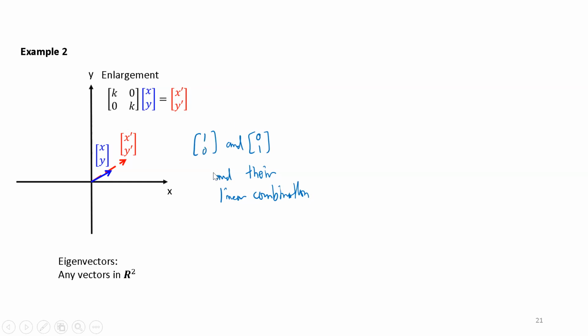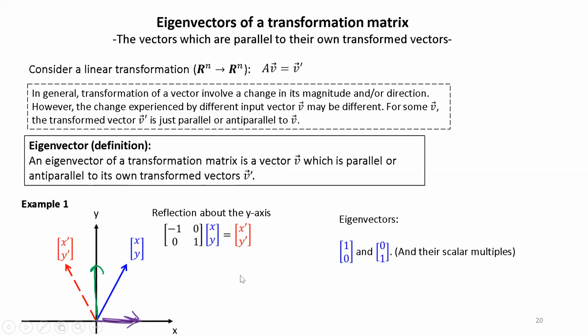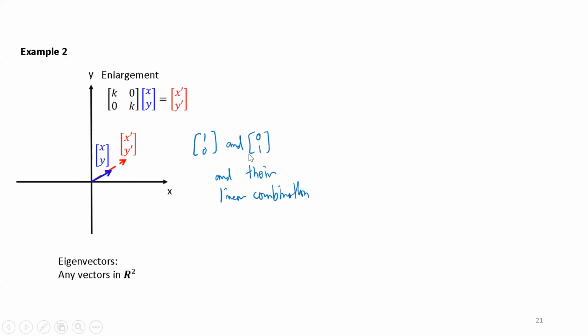So this case is actually quite different from the previous case. There, really, it is 1, 0 and 0, 1 only. You cannot say that the linear combination of these two vectors are still eigenvectors. That's not true. If you add 1, 0 to 0, 1, you get 1, 1, and 1, 1 won't be an eigenvector of that matrix. However, here is different. It's 1, 0 and 0, 1, and then their linear combinations. This is basically a way to say that any vectors in this two-dimensional space are eigenvectors.